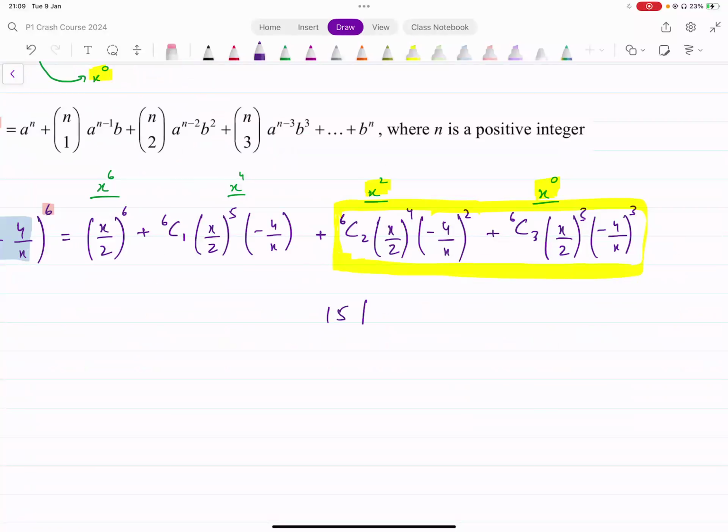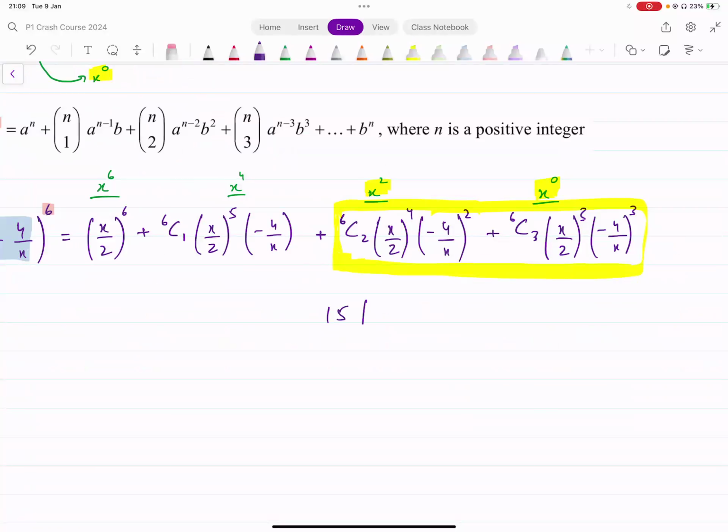Remember, odd powers, the negative sign stays there. If you have even powers, power 2, power 4, the negative sign gets eliminated. But with odd powers, the negative sign stays there, because minus into minus into minus, that's still minus. 2 minuses become plus, but 3 minuses are still a minus, right? So this gives you minus 4 cubed, which is minus 64, divided by x cubed.